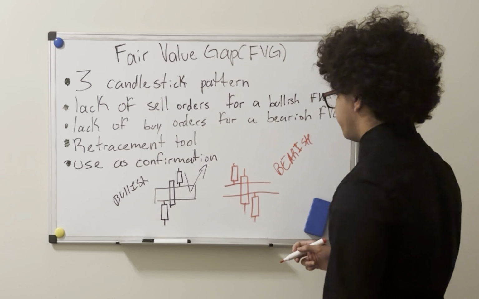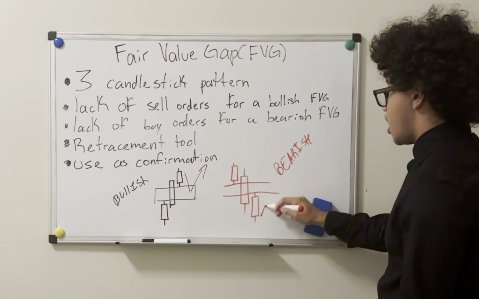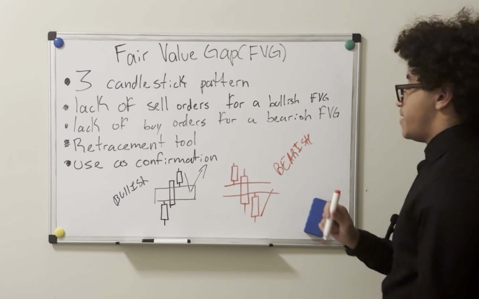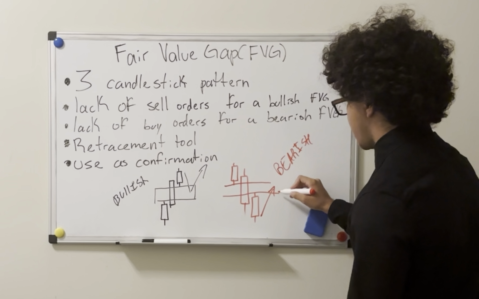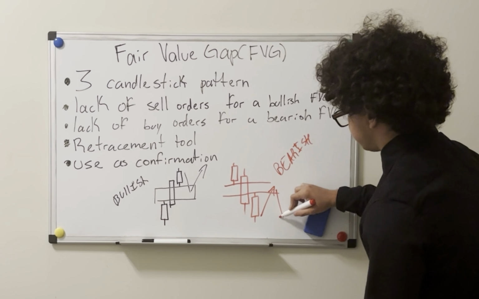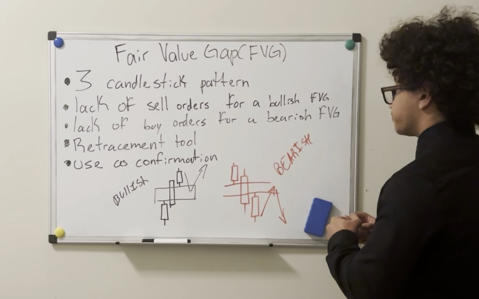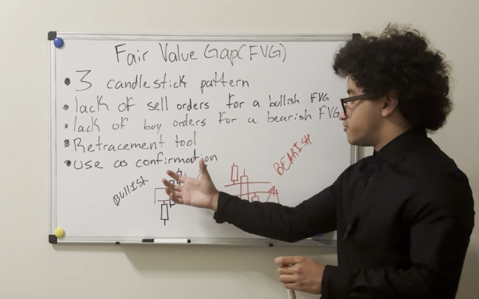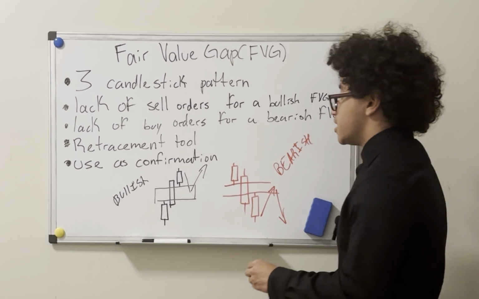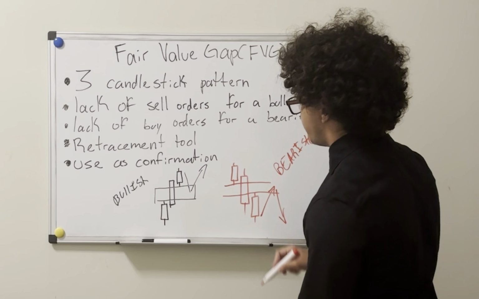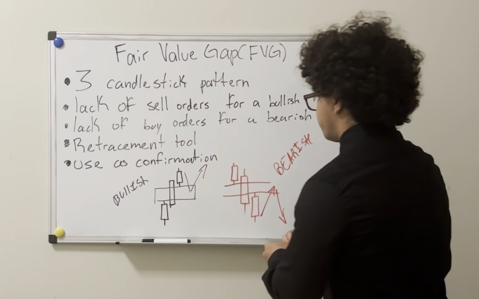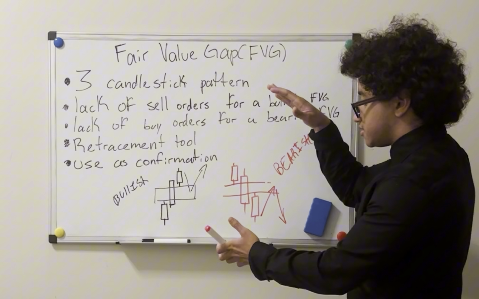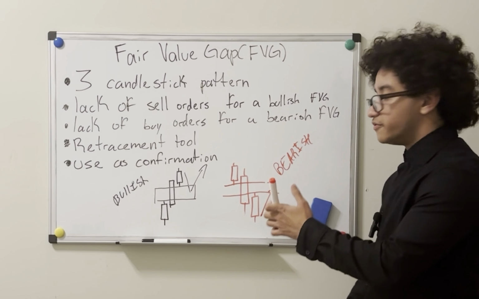For a bearish fair value gap, price is going to go back up to that area because there's a lack of buy orders. So it's going to go back into this area and then drive straight back down. Essentially it acts as a retracement tool. The stock retraces back into that area and bounces off of it, going up higher. That is for a bullish. For a bearish, price is going to retrace back into that area and bounce all the way down.